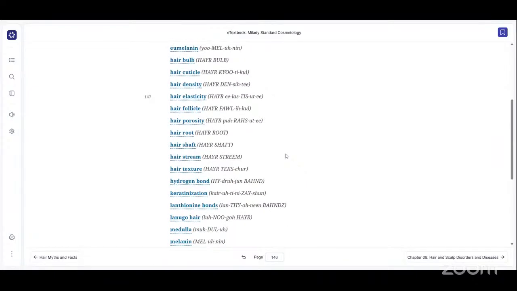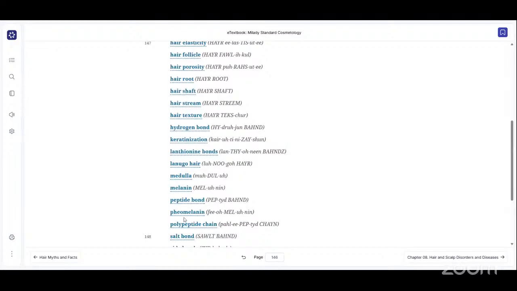Those are just a few terms that I wanted you guys to look at. Medulla is absent in fine to very fine hair, which means it processes chemicals really, really fast. The time that you would think to process a color over here may take half the time. And then last was melanin.